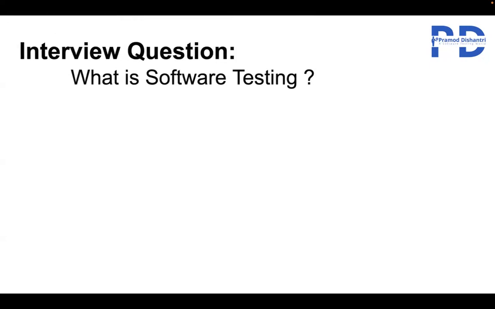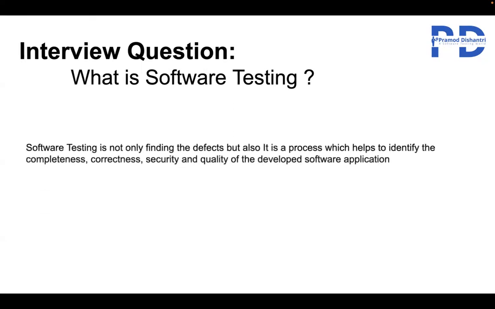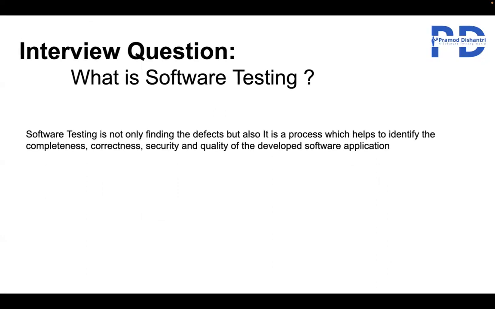So with all these terminologies, if we go for the final question, which is what is software testing, and want to conclude with all these parameters, we will give the perfect definition. Software testing is not only finding the bugs, but also it is a process which helps us to identify the completeness, correctness, security, and quality of the developed product application.